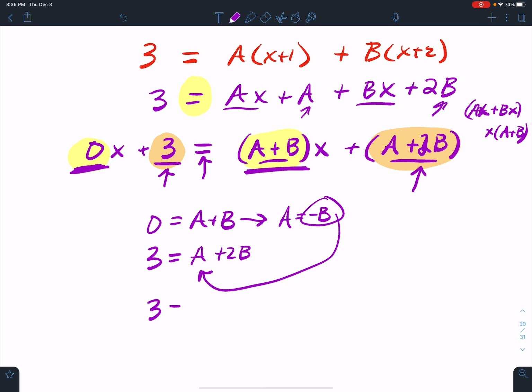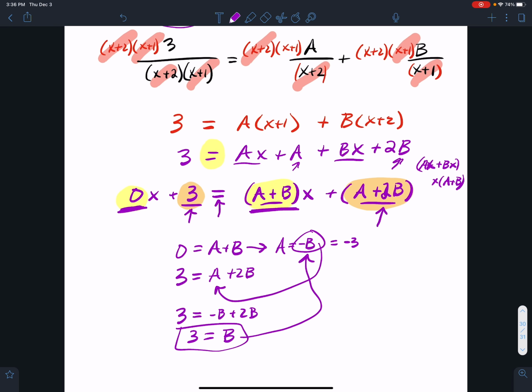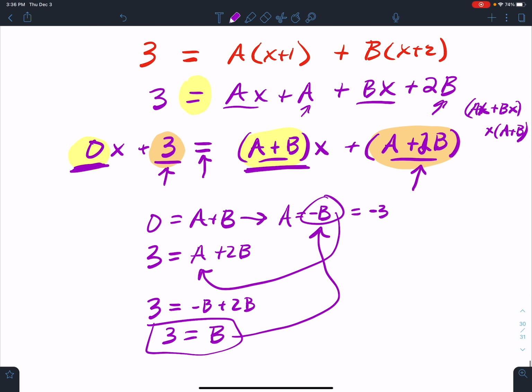And so I have 3 and then negative b plus 2b. So b equals 3. And so once I know b equals 3, then a is equal to negative 3. Okay? And so that's how you can do it that way, if you want to do it that way. This way is more straightforward, mind-numbing. You don't really have to think about it. You just multiply it all out and then make sure that your coefficients on each side match up how they're supposed to match up, after you collect like terms.